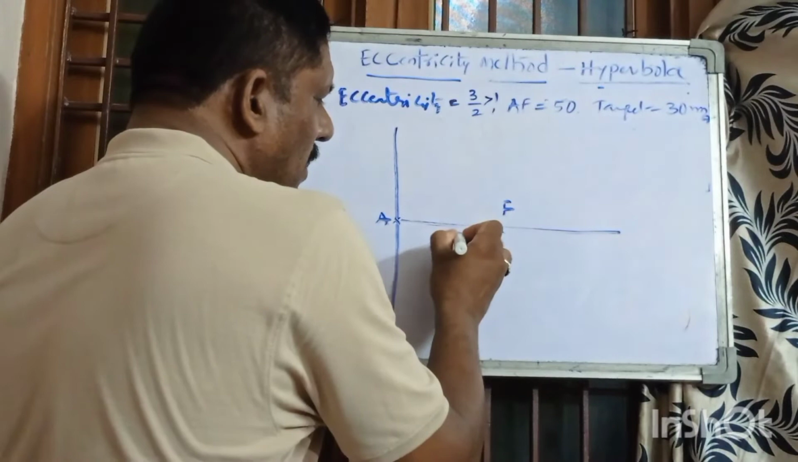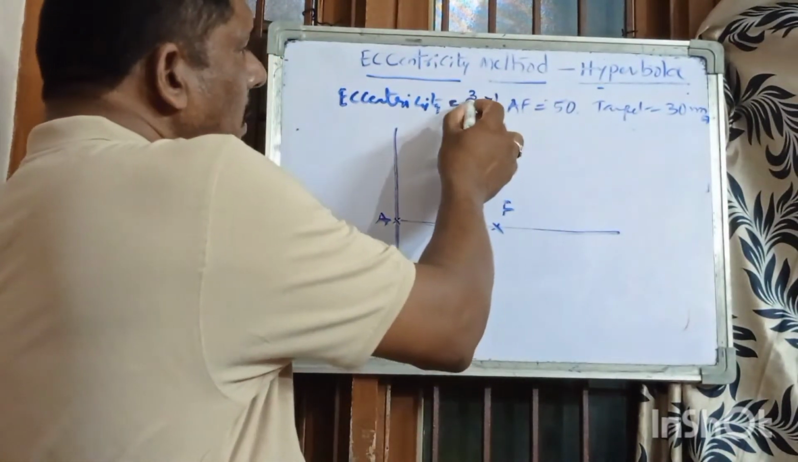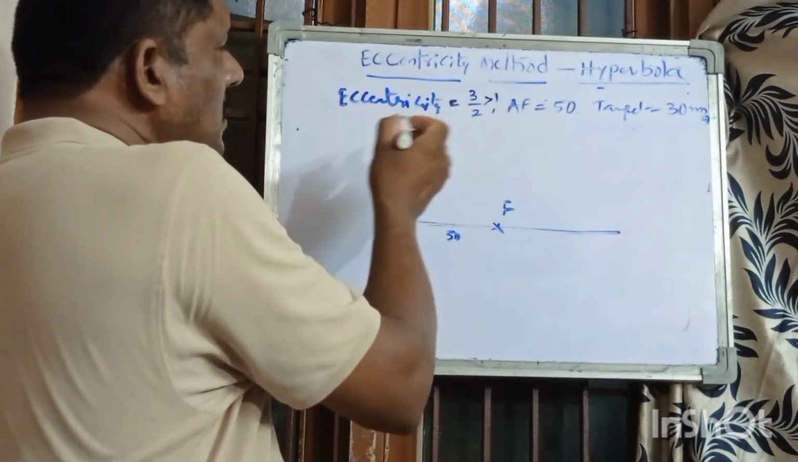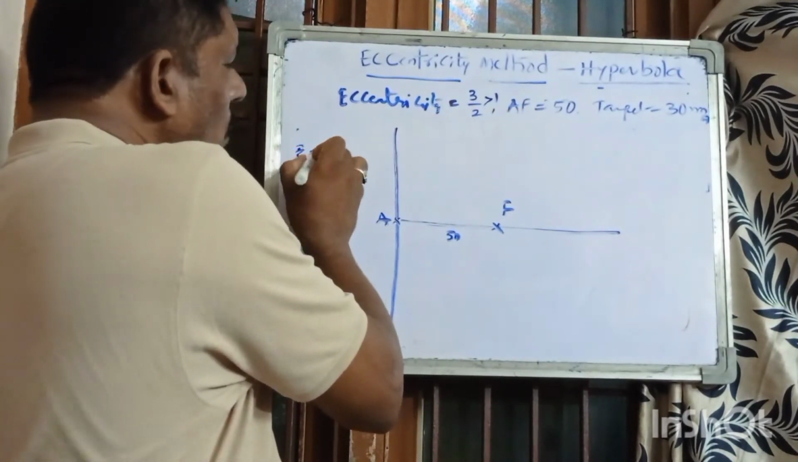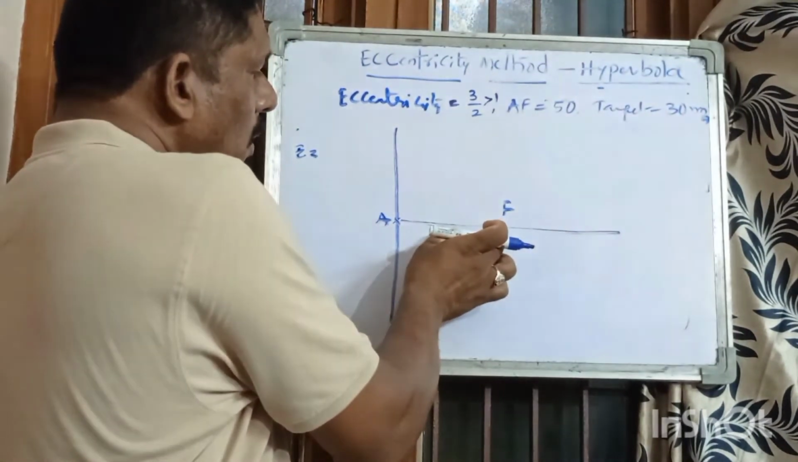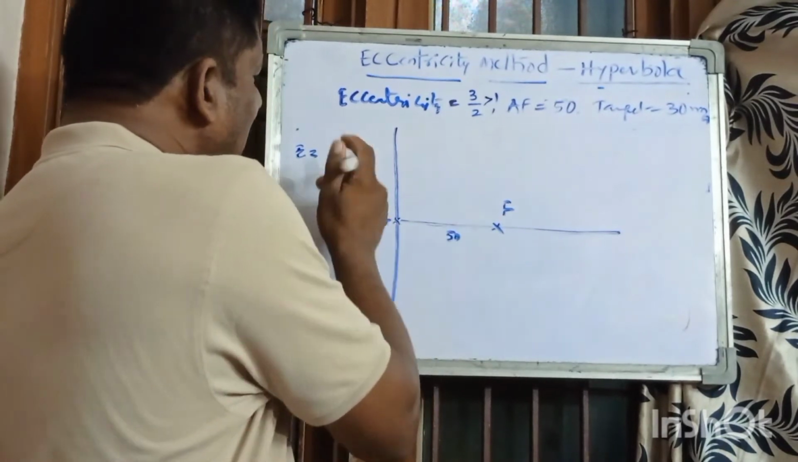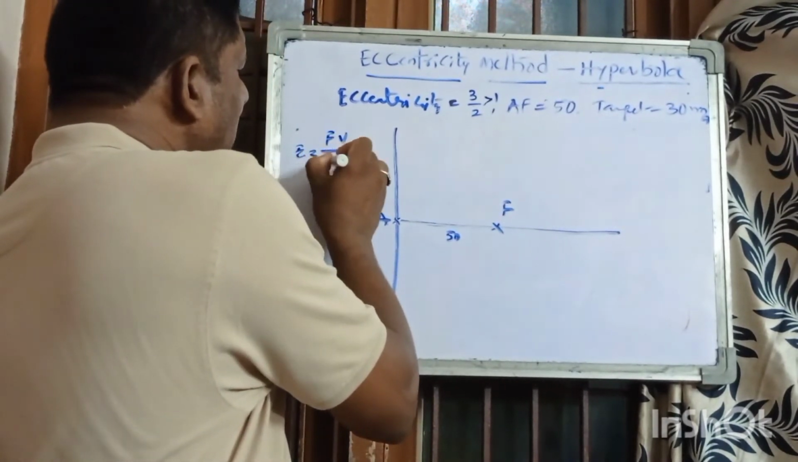So this is given 50 mm, and now eccentricity is 3/2. Last class I told that eccentricity is equal to FV divided by VA, since the vertex point is always between these 2 points.